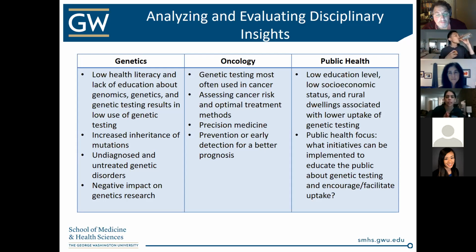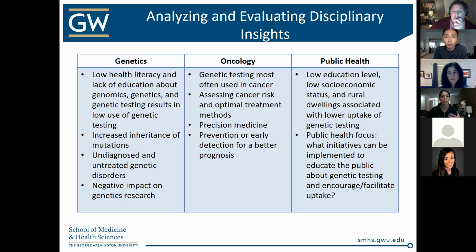And so genetic testing in oncology is mostly about tumor profiling, testing hereditary cancer syndromes like breast cancer, colon cancer. And the priority here is precision medicine and early detection so that we can find the best course of treatment. And so the focus here is really on the best prognosis for each individual patient.